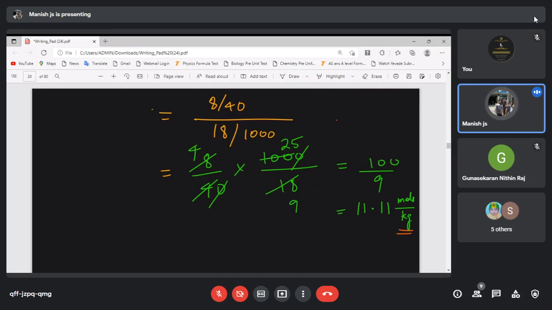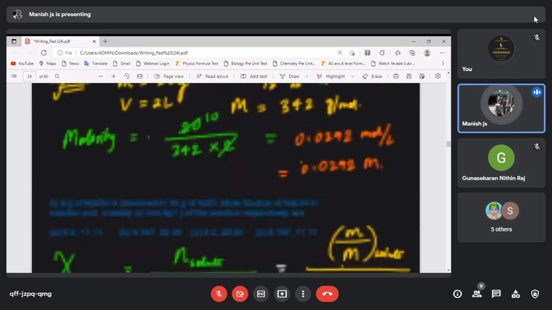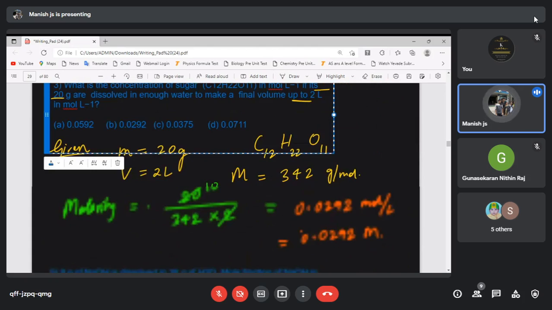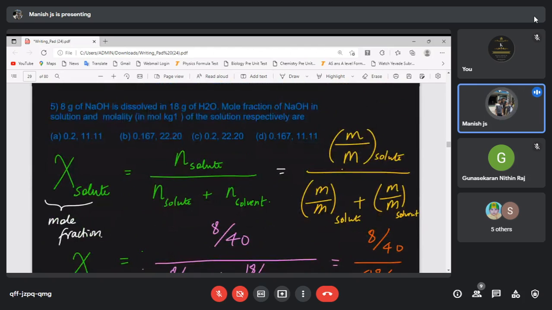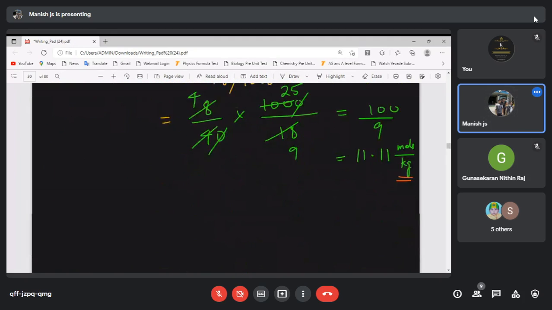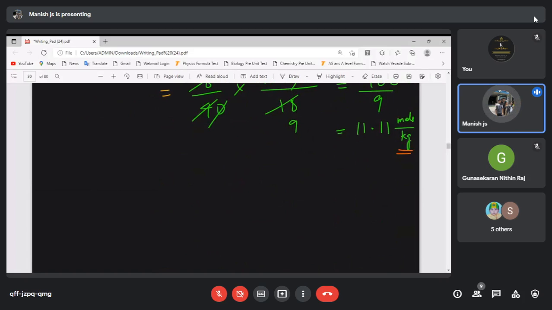So now I am going back. The correct option is 11.11. Where are we getting it? Here it is. So we are getting option D. So option D is the correct answer. This is how you solve. I hope this question is clear, and you understood how to do it. This is the method you have to follow. This is how we basically do it.